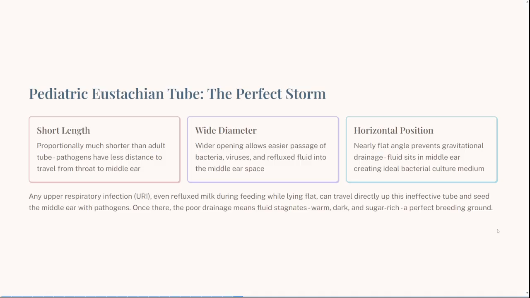The tube's bad angle means it can't drain out properly. It just sits there, creating a perfect breeding ground for bacteria. A perfect, warm, dark, sugary culture medium. Yes. And that structural problem is made worse by environmental factors, right?